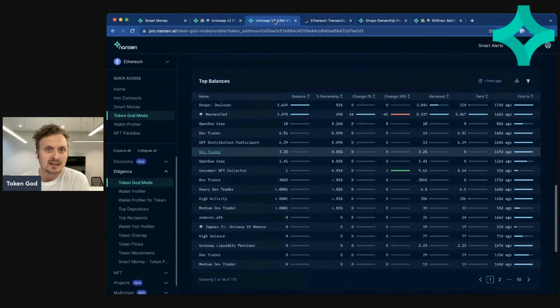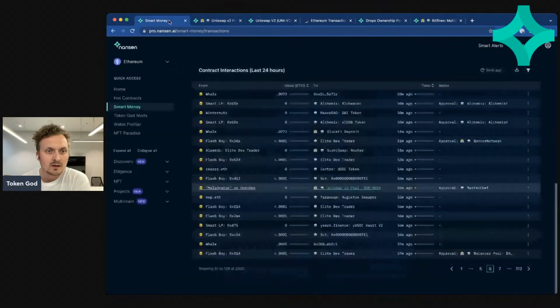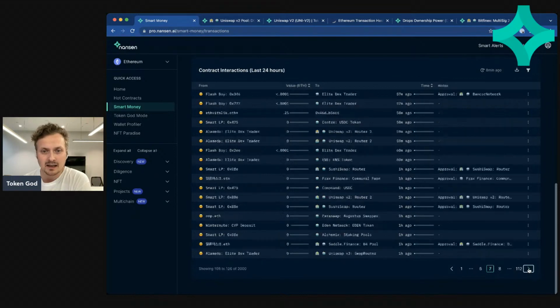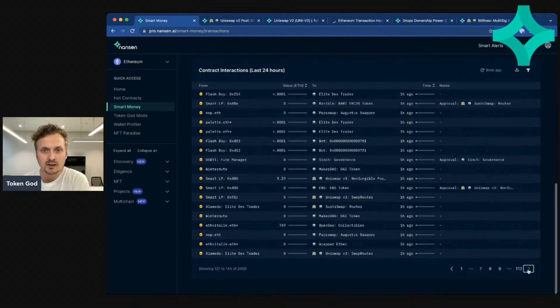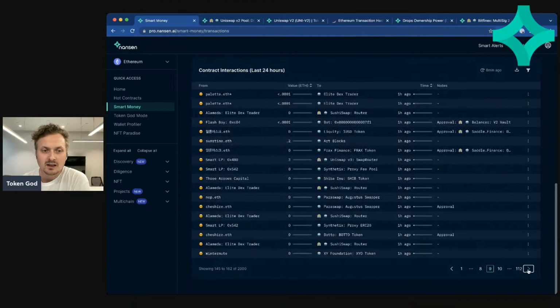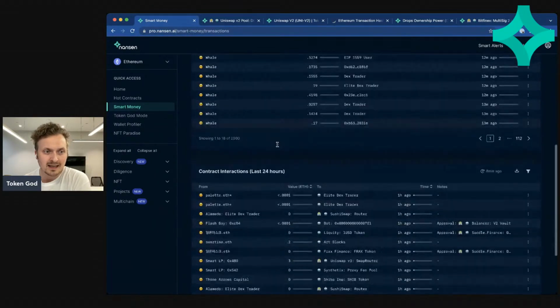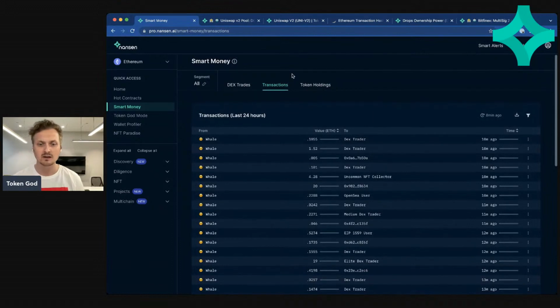But that's just an example of seeing, hey, looking through the contract interactions, we see this smart money address approving this MasterChef. And that can be a sign that they're doing something fun with the contract that you don't know about. So definitely clicking through the smart money transactions and contract interactions can be a very good idea to discover stuff.